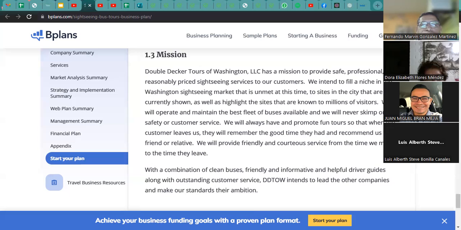The sites of the city that are not currently shown. Friendly and courteous service. I mean, that is a very important thing. So they are here providing like the part that says at the beginning. Probably the only part that is not shown here is about the pricing. They say that they are going to provide reasonable pricing, but there is not a comparison, right? So probably that is something that is missing. But yes, at the end, that is what they want to do.